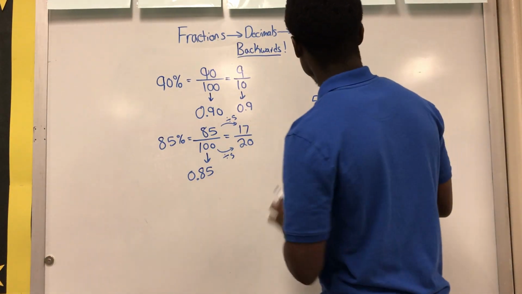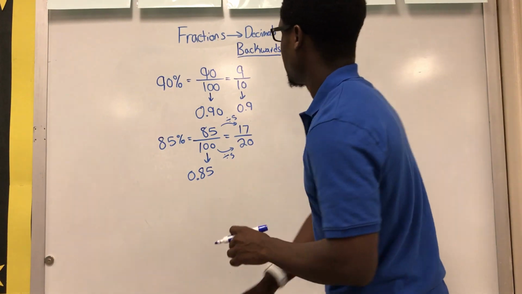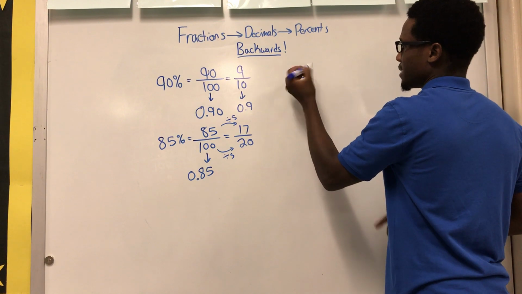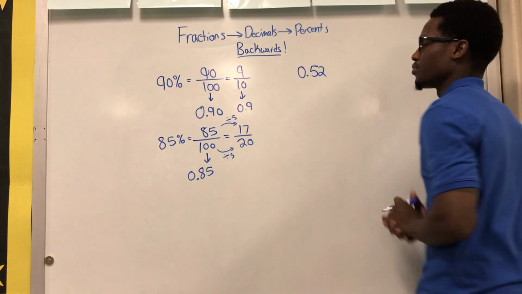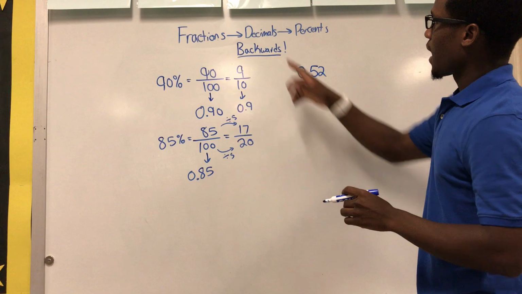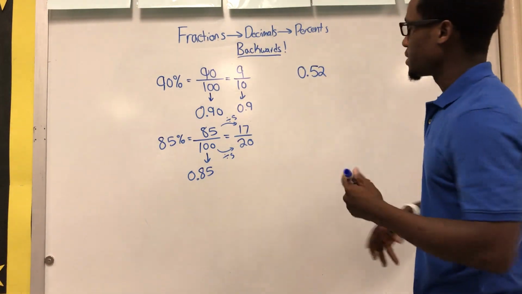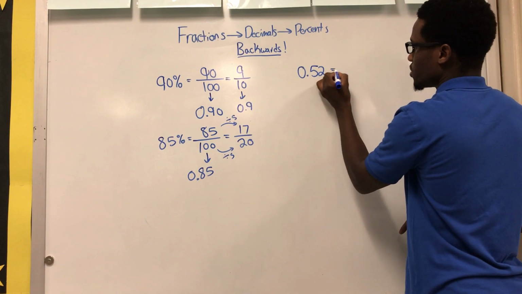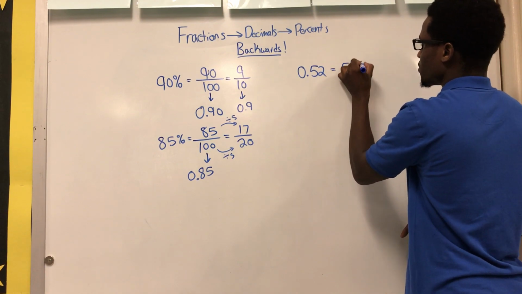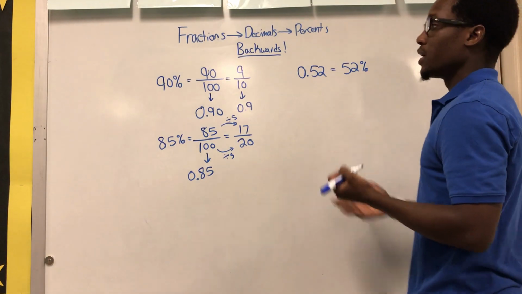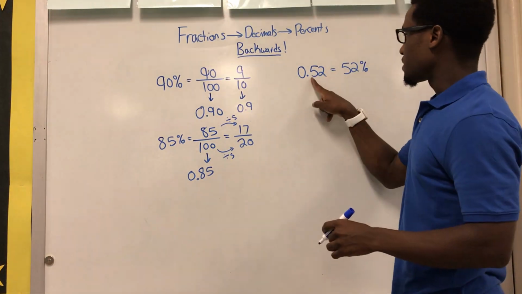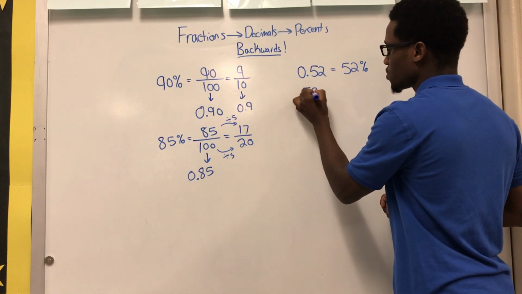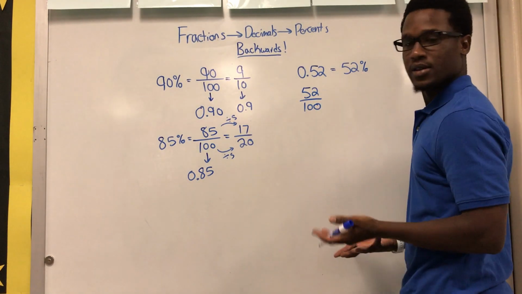Now, let's say that we're given a decimal. Let's say it's 0.52. Now, I could turn this into a percent pretty easily by going ahead and moving this decimal point 2 times, 52%. Now, in order to turn this into a fraction, this says 52 hundredths. So it's going to be 52 hundredths.